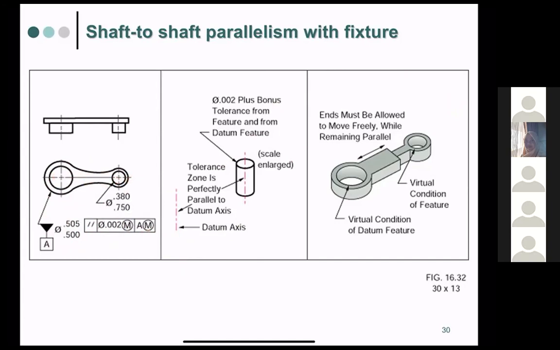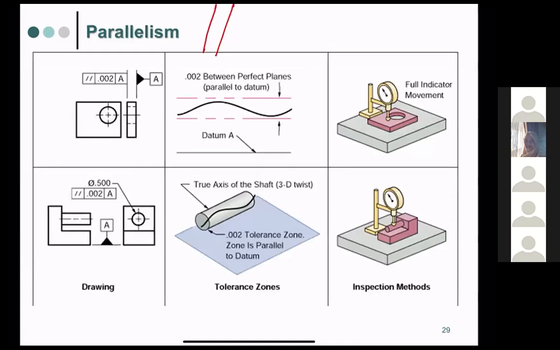Okay, in the previous one, for example, if we want to know that this axis should be parallel with this one, we can also do it the other way, that this should be parallel with that one, okay.